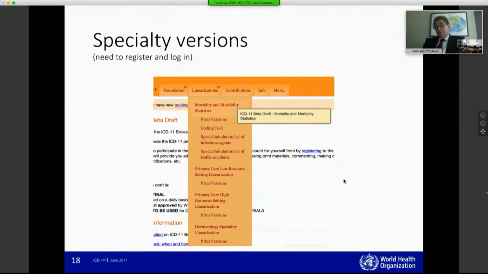This is because it is still under development, the technology itself, but the content is there. You may get an idea of what, for example, you could do for pain, and see here at the bottom the dermatology specialty linearization, just to give you an impression of what can be done there to optimize the data input, to optimize the data collection so that you get information to improve health, in that case, in the field of pain.